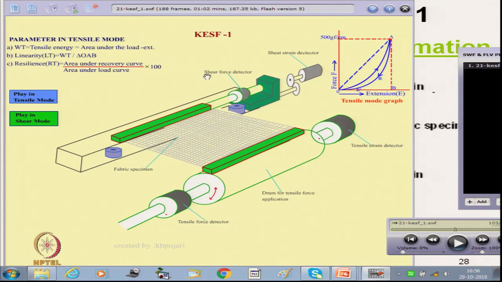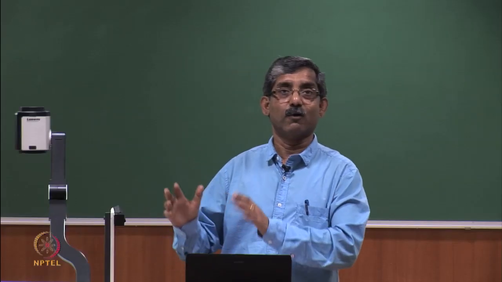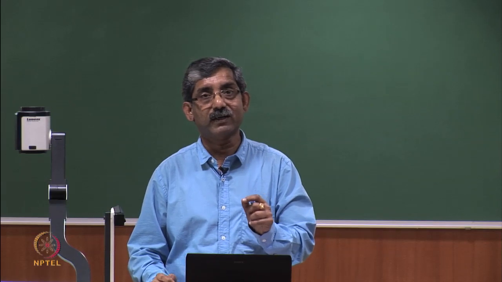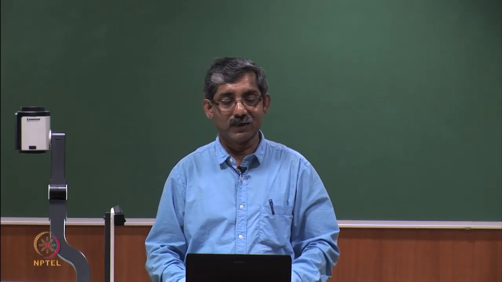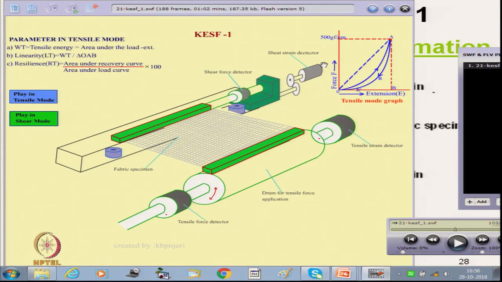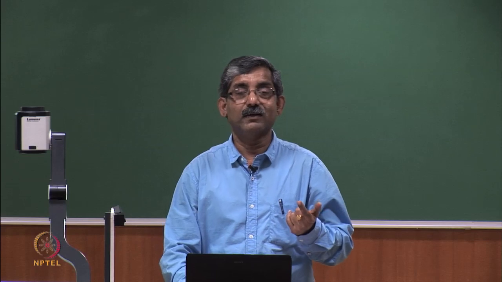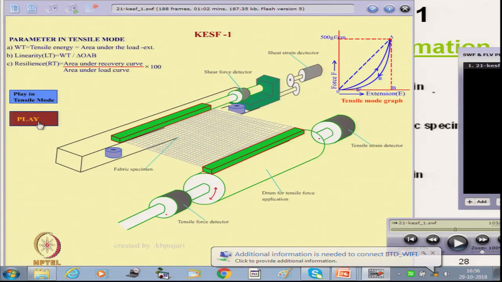Resilience is the characteristic where the fabric comes back from a deformation. It can be tensile resilience, it can be compressional resilience, it can be of any form of deformation. So, we need a fabric with very high resilience. Okay. That is why we get resilience characteristics from the area under the loading curve and the area under the recovery curve. Now, we will see what will happen when this instrument works in the shear mode.